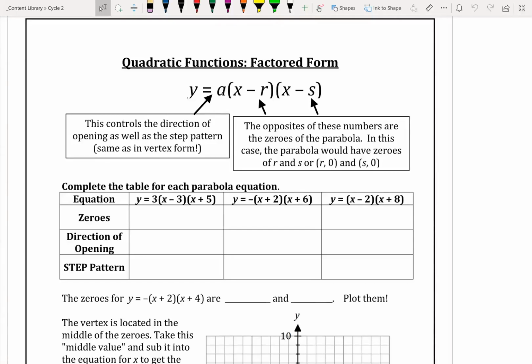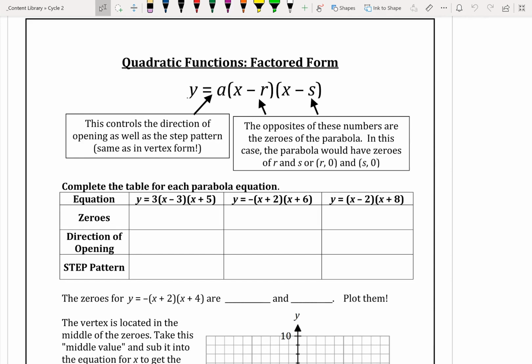In today's note, we're going to be looking still at quadratic functions, but we're going to look specifically at the factored form. So just to review, remember the factored form in our last note we talked about is the quadratic function with the equation y equals a times x minus r times x minus s.